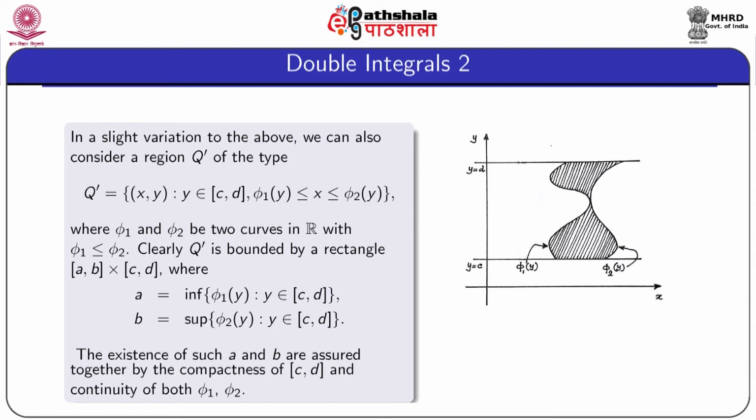Clearly, the region Q' is bounded by a rectangle [a,b] cross [c,d], where a is the infimum of phi1(y), where y belongs to [c,d], and b equals the supremum of phi2(y), where y is in [c,d]. The existence of such a and b is assured by the compactness of the interval [c,d] and the continuity of both phi1 and phi2.